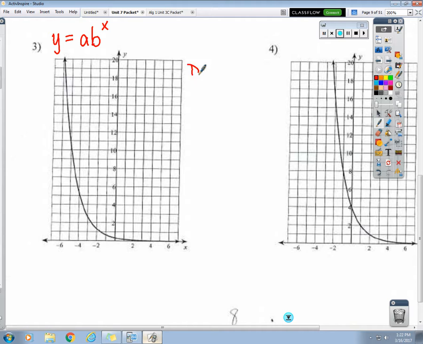A decay, because from left to right, isn't that function decreasing? It's going down. That lets you know what about your b value? Less than 1 or greater than 0. Very good. Your b value will be somewhere between 0 and 1. B can never be negative. It's either between 0 and 1 or it's greater than 1.